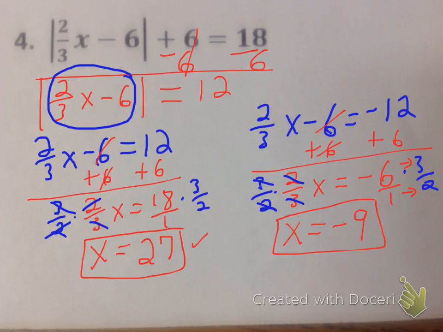Negative 9 times 2/3 is going to give us a negative 6. Negative 6 and negative 6 gives us negative 12. Absolute value of negative 12 is 12. And then 12 plus 6 is 18. So negative 9 also works. That is your solution for number 4. And that concludes the video tutorial for section 1.7 quiz.